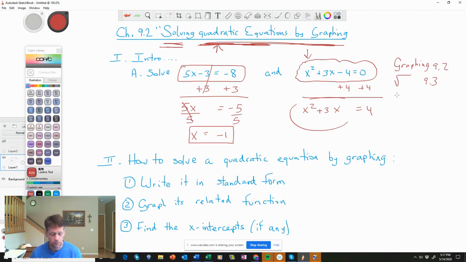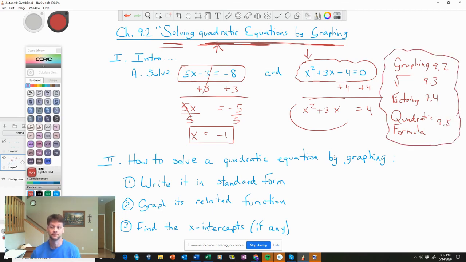We will then learn to solve quadratic equations by factoring, and that actually is going to be section 7.4, believe it or not. And lastly, we're going to end this whole year with learning to solve quadratic equations by something called the quadratic formula, and that'll be section 9.5. So that is what we have left, and once we're done with that, we are done. Okay, so let's learn to solve this by graphing.